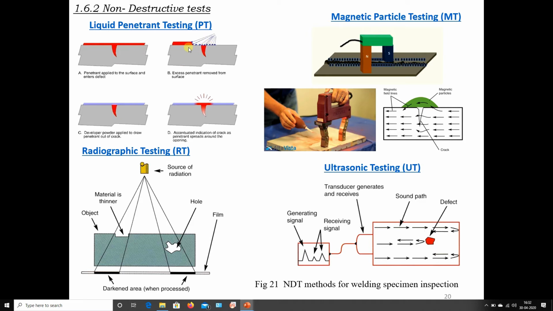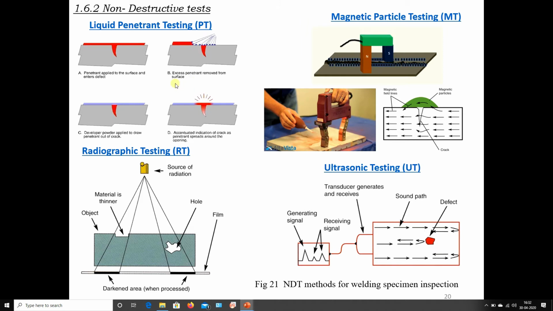So if there is any flaw, the penetrant will go and occupy the space. After cleaning, surface level cleaning only we are going to do. If it is getting inside the flaw, it will be stuck. Then you should apply the developer, right? Then wait for 5 to 7 minutes. The reaction will take place between the penetrant and the developer, so in that area we will get some color indication. Through this only we are going to identify.